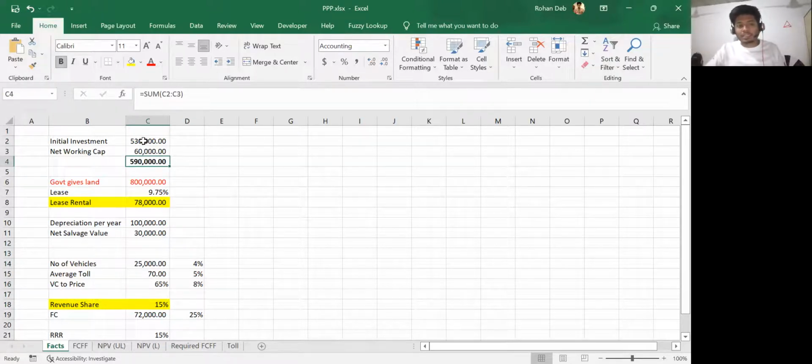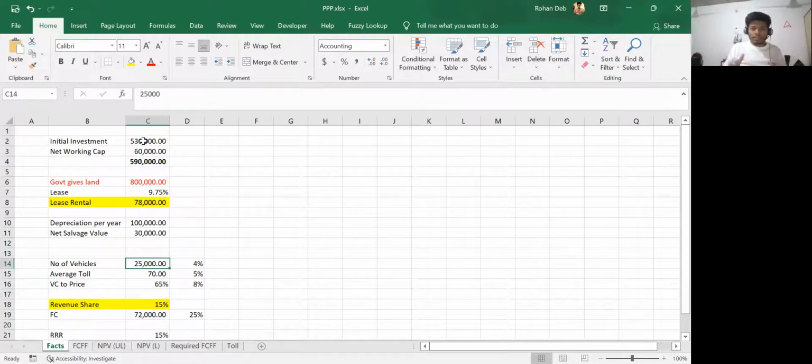Government is giving us land worth 8 lakh rupees, on which it will charge 9.75% lease. So this is payable every year at 78,000. Now whatever in machinery and everything we are putting, or all the investment that you're making, depreciation is 1 lakh per year, and net salvage value is 30,000. So at the end of the 5 years, we'll get 30,000 back. We are estimating that on that highway there will be 25,000 cars going every year, and each of them will pay an average toll of 70.